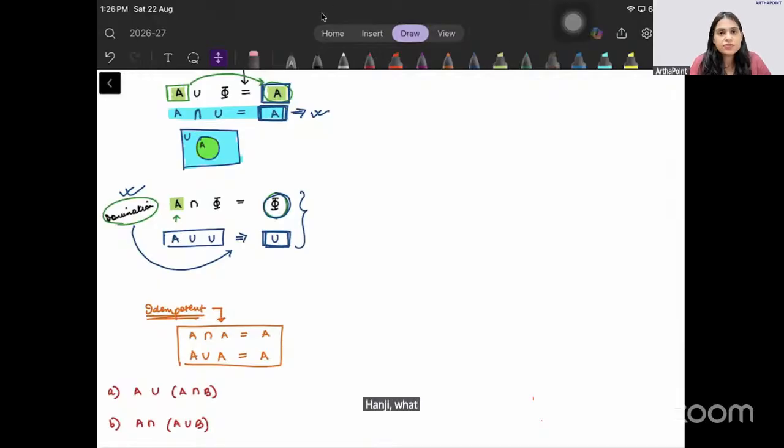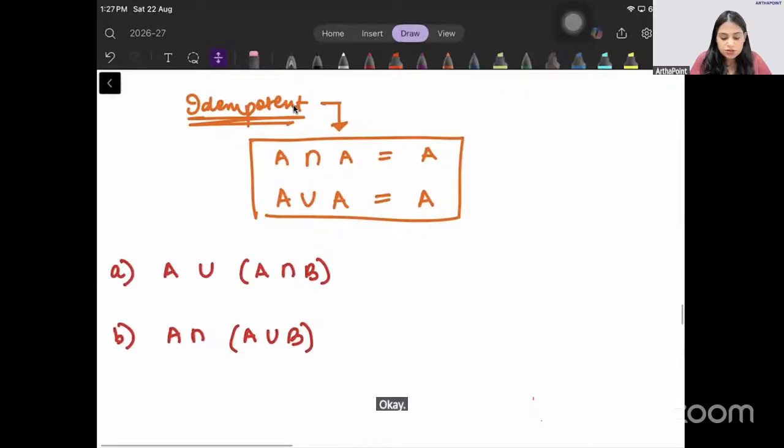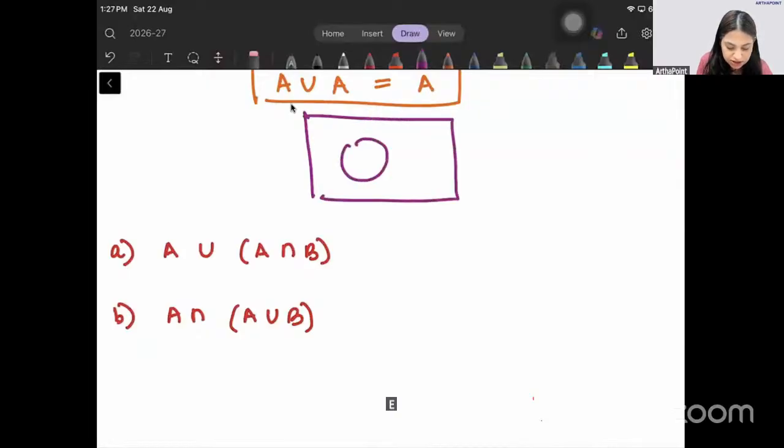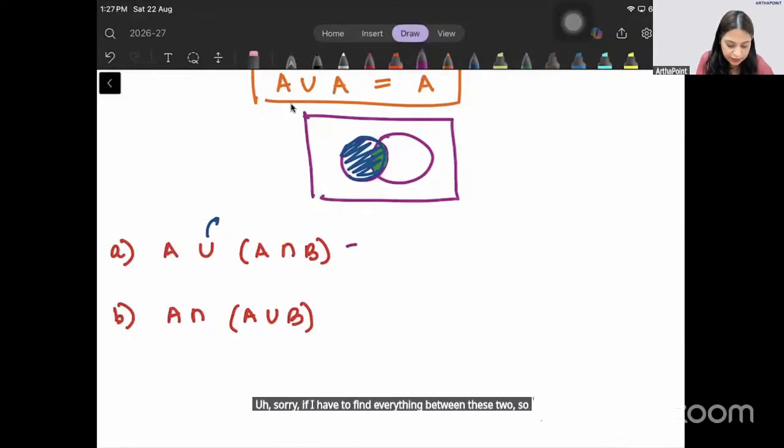Hanji, what will be the answer? A. Okay. How about others? A. Good, good. All of you. Very good. So first will be A. Kaise? So if I just have to show A intersection B, it means this. This is A intersection B. And A means this. So if I have to find everything between these two, it will be simply A.